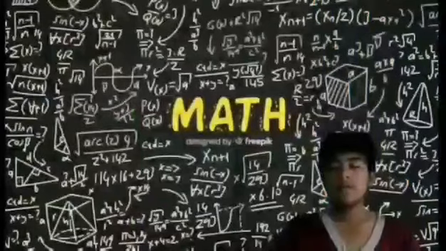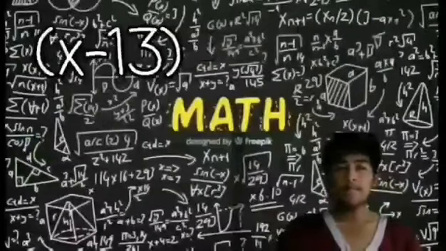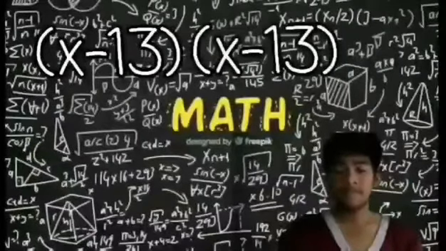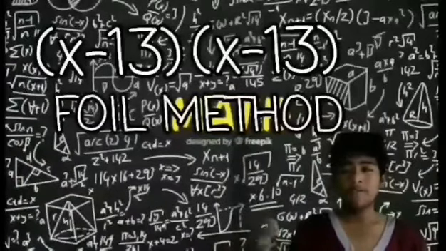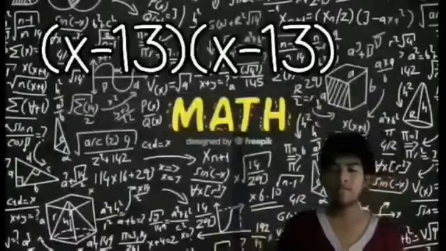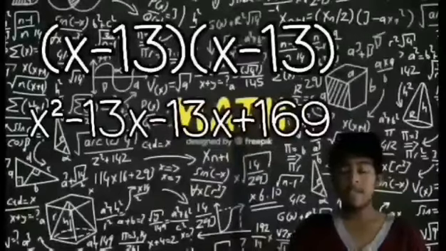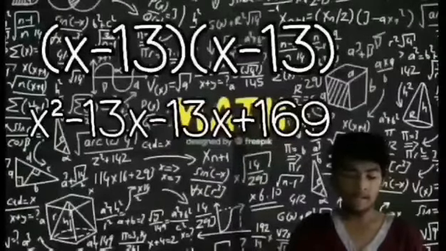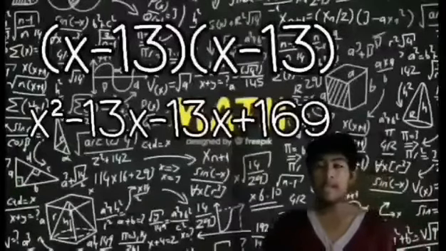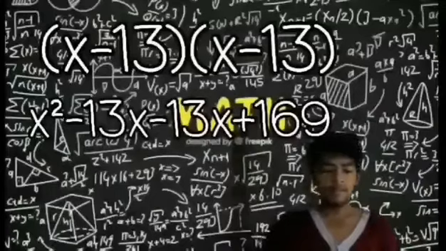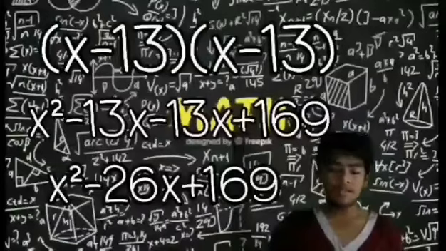So first of all, we will solve the x minus 13 squared. We will solve it by writing x minus 13 times open parenthesis x minus 13. And by that, we will use the FOIL method to solve this problem. After solving, the answer must come out like this: x squared minus 13x minus 13x plus 169. But that's not final yet. So we will add the like terms, which are 13x and 13x. So our equation would be x squared minus 26x plus 169.